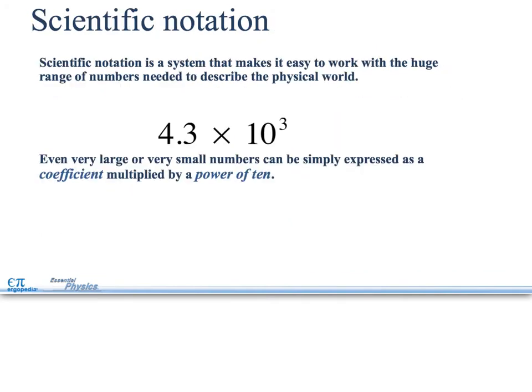All right, scientific notation. You're going to get a lot of numbers in scientific notation, and you're going to have to be able to learn how to use them. Scientific notation is a system that makes it easy to work with the huge range of numbers needed to describe the physical world. Here we have 4.3 times 10 to the third. Even very large or very small numbers can be simply expressed as a coefficient multiplied by a power of 10. This right here, 4.3, is my coefficient, times 10 to the third is my power of 10.